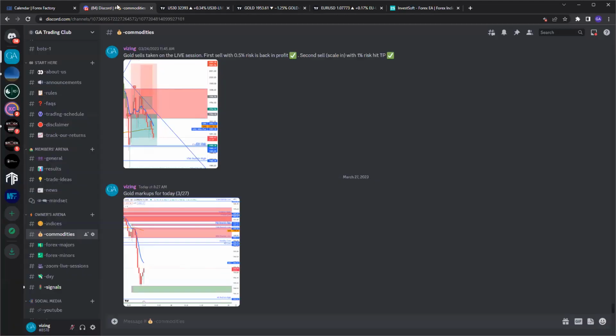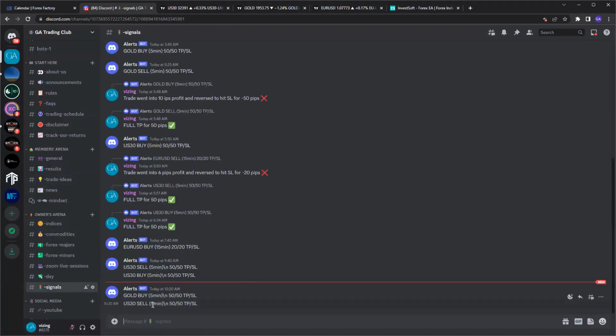When I send these signals in, or when my AI sends them in, they come in with a time frame. I'm trying to have this come in two lines, like gold buy 5 minute, and then the second line would have the take profit and stop loss, but I'll deal with that later. It's just a coding issue. So it comes with the asset, a buy or sell signal, a time frame, and a take profit and stop loss in pips.